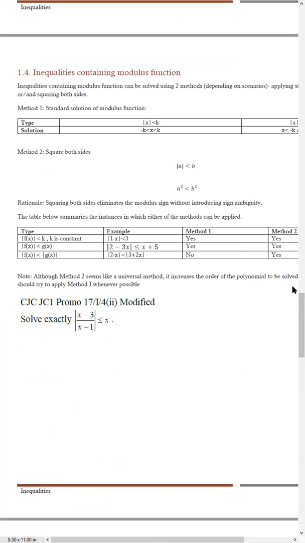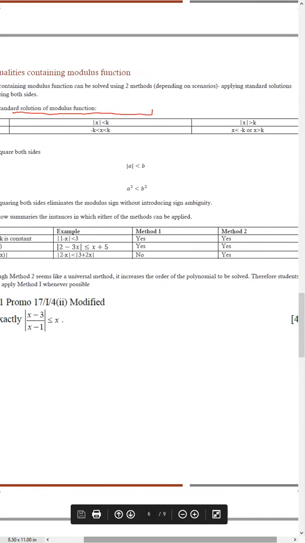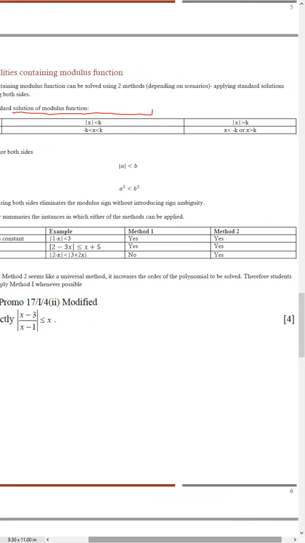Okay, so how do we solve inequalities containing the modulus function? There are two methods. The first method usually meets a bit of resistance, but it is the simplest method to use, which is to apply the standard solution. So whenever you see a form like this, or a form like this, you apply the standard solution.